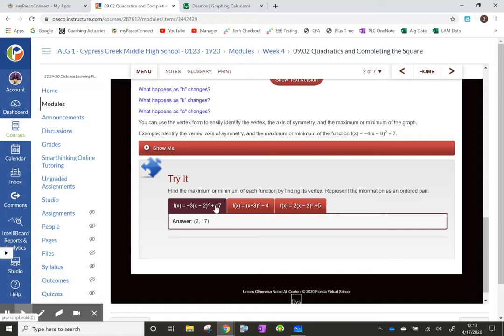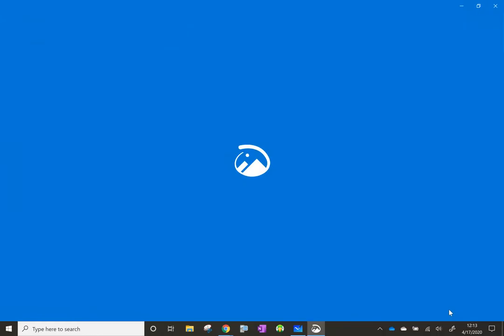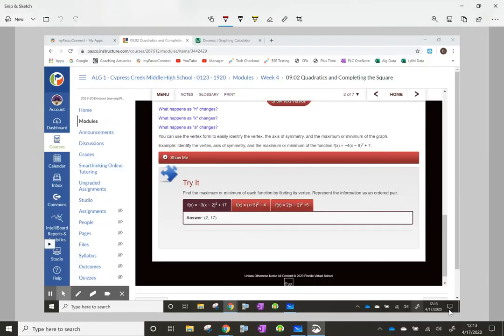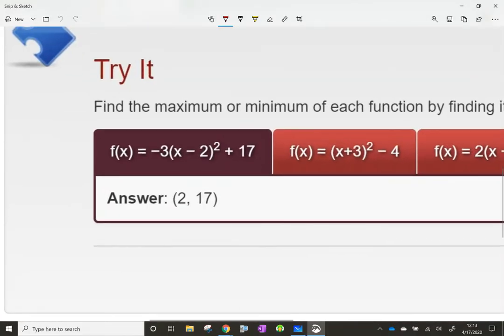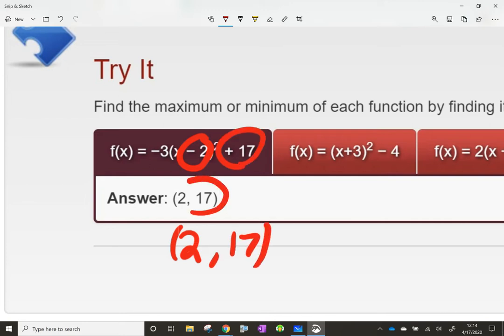So when you look at these equations here, let me snip it. And you want to identify the vertex of these equations, it's really, really easy because there's no math involved. The h value is going to be the number inside the parentheses. So that minus 2 means the h value is a positive 2. And the k value is the number at the end. It's positive 17, which means it's positive 17. So the vertex is (2, 17). It's simply literally looking at the equation and seeing the numbers.